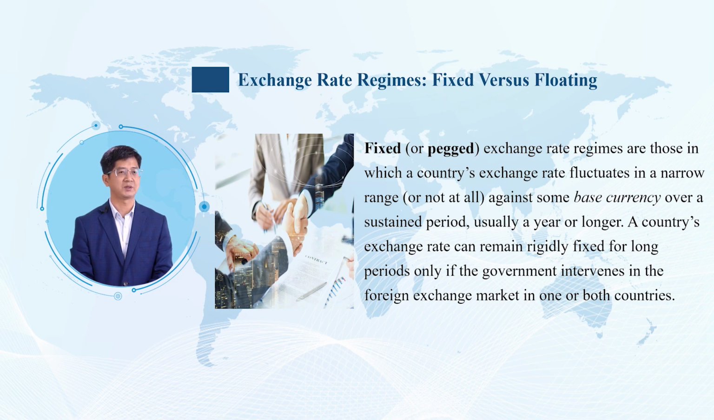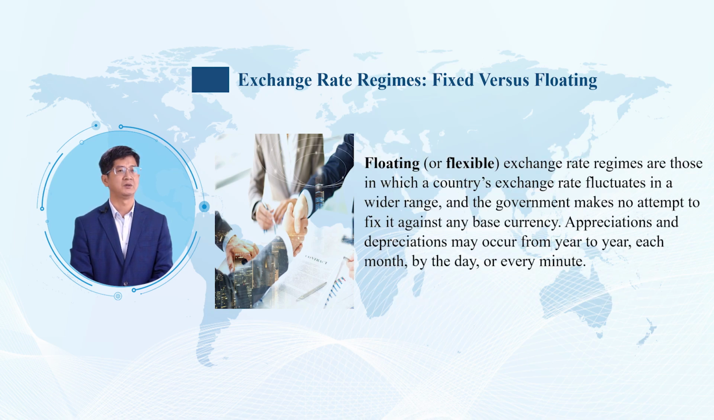A country's exchange rate can remain rigidly fixed for long periods only if the government intervenes in the foreign exchange market in one or both countries. Floating exchange rate regimes are those in which a country's exchange rate fluctuates in a wide range, and the government makes no attempt to fix it against any base currency. Appreciations and depreciations may occur from year to year, each month, by the day, or every minute.